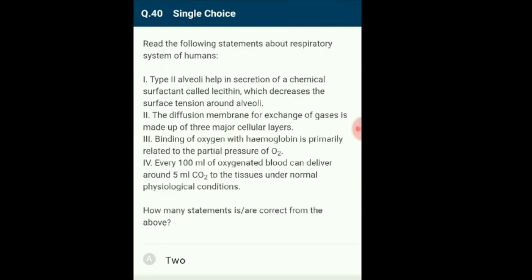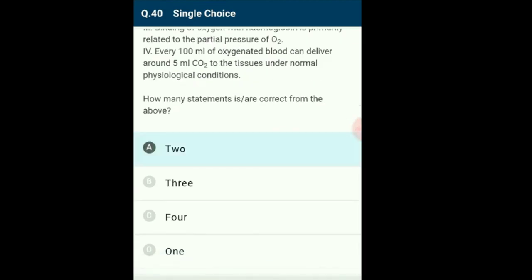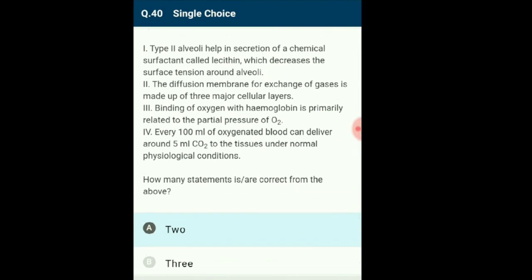Question number 40. Following are statements about the respiratory system of humans. How many statements are correct from the above? The diffusion membrane for exchange of gases is made up of three major layers: the thin squamous epithelium of alveoli, the endothelium of alveolar capillaries, and the non-cellular basement membrane between them. So only two cellular layers. The answer for this question is option A. From the given four statements, two statements are correct.